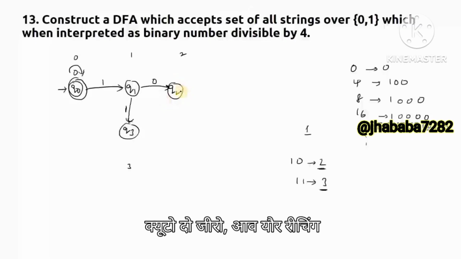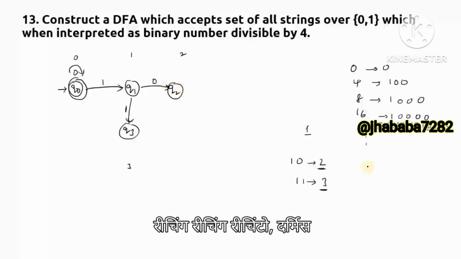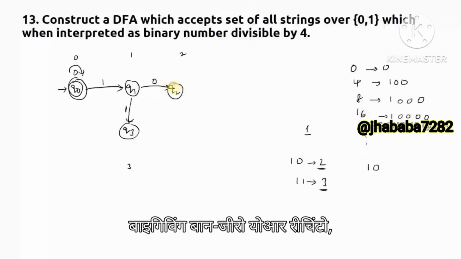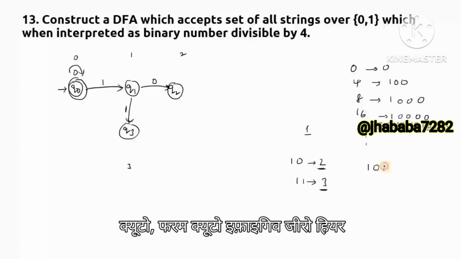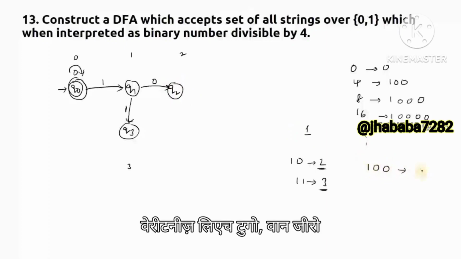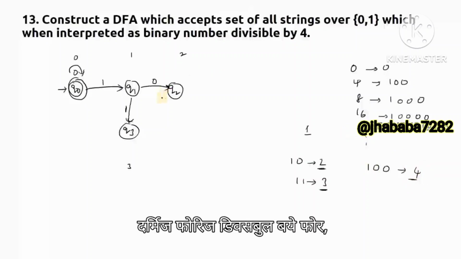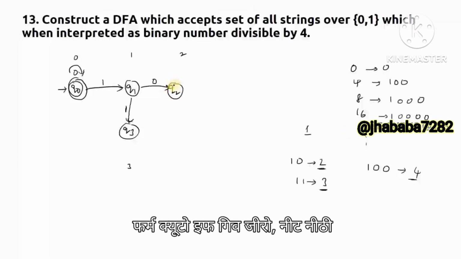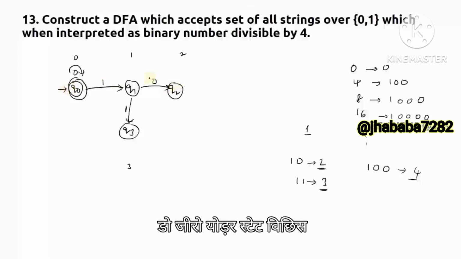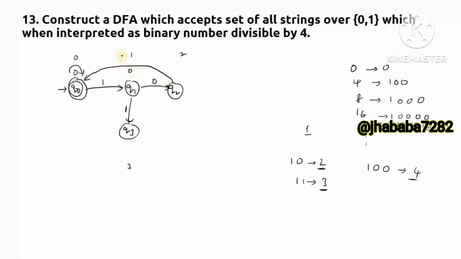Now from Q2 to 0. How are you reaching Q2? By giving 1, 0, you are reaching Q2. From Q2, if I give 0 here, where does it need to go? 1, 0, 0, which is 4. 4 means the 0 remainder state, because 4 is divisible by 4. So from Q2, if I give 0, it needs to go to the 0 remainder state, which is Q0.